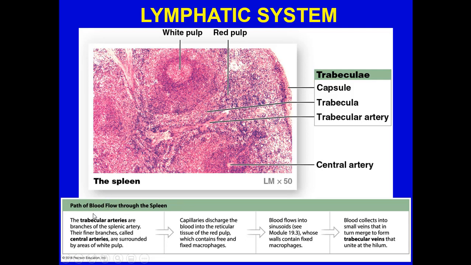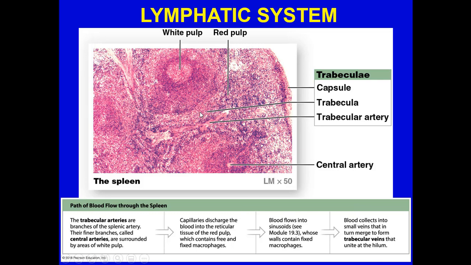If you take a look here, you're following the blood flow from the trabecular arteries, and these are basically branches of the splenic artery, which then eventually go into the finer branches, the central arteries, which are surrounded by areas of white pulp. The capillaries will discharge the blood into the reticular tissue of the red pulp, and this will also contain free and fixed macrophages. The blood will flow into sinusoids, whose walls contain fixed macrophages, and the blood collects in small veins that in turn merge to form trabecular veins that unite at the hilum. So what am I saying here? This is the direction of the blood flow through the spleen.